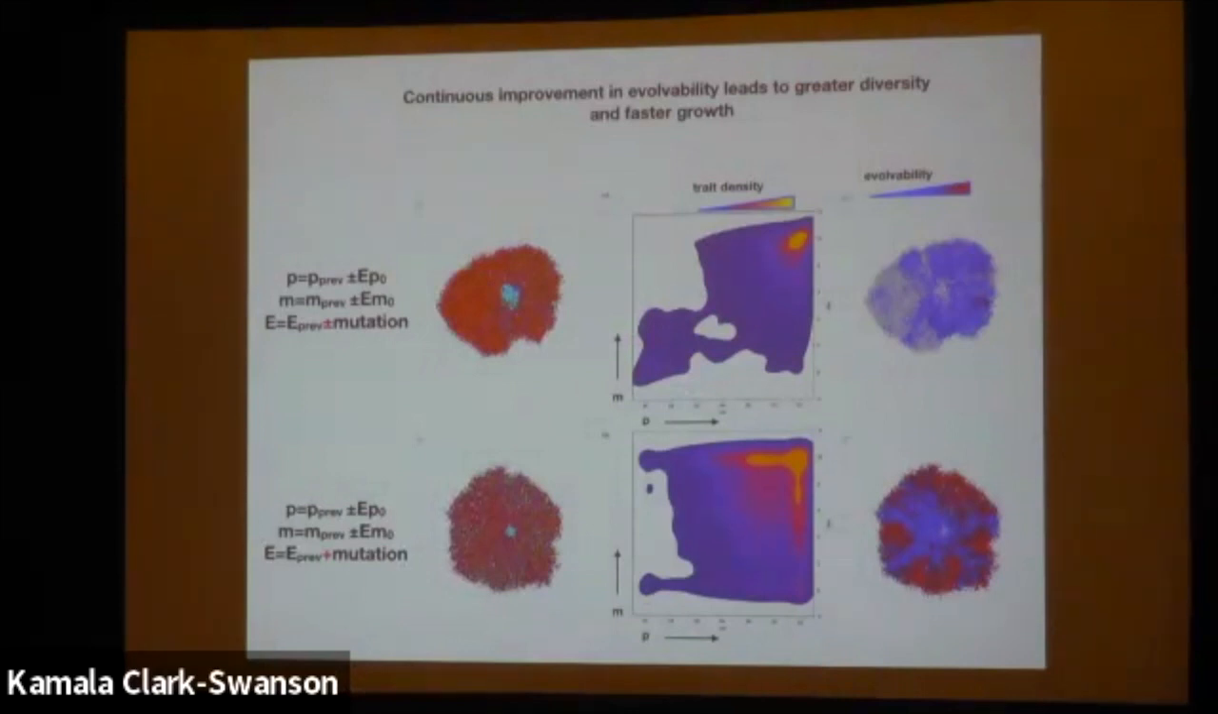While on the one on the right, the evolvability that's selected is actually not the fastest evolvability. Once you get up to that top fast proliferation and fast migration, you don't have anywhere else to go. It doesn't help you to move away from that.